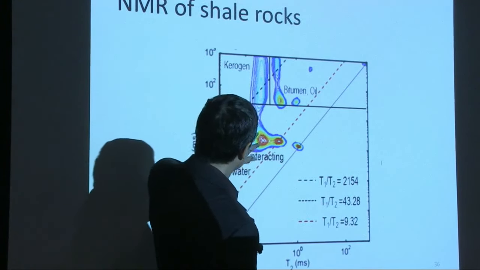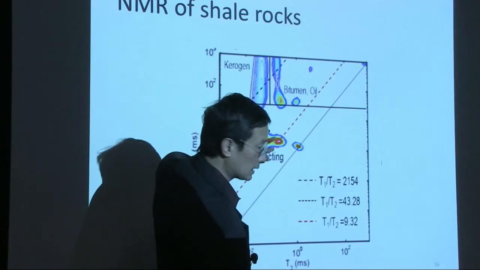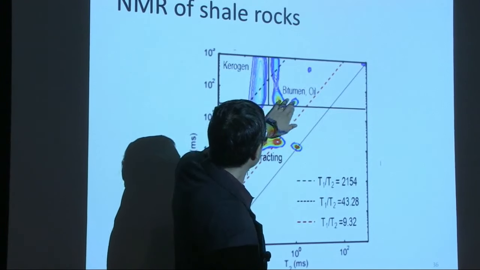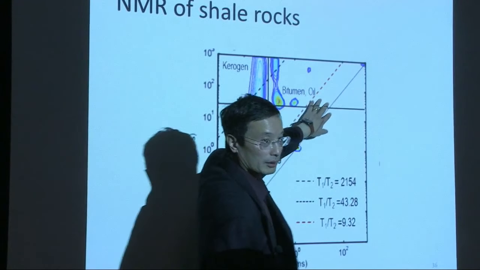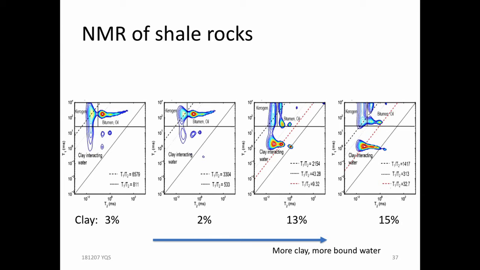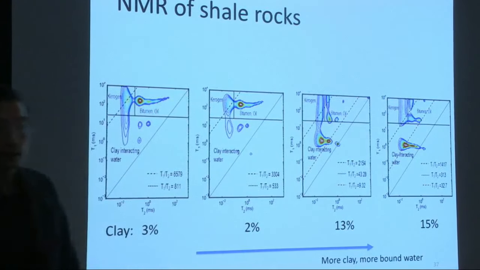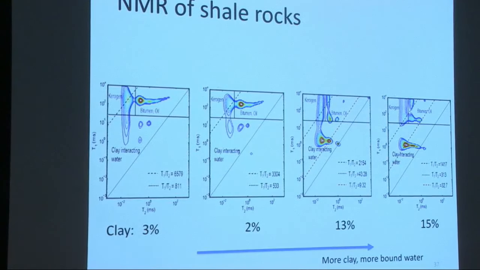So you see there's a group of signal here. I label here, this is from the clay. I'll show you a reason for that. And the bitumens are here. The kerogens are here. If you have light oil, you will generally be following that diagonal line. So this is a couple of samples with different amounts of clay, and you can see as you go higher in clay, this signal goes up quite dramatically. Right? So that's how we identify the clay signal.